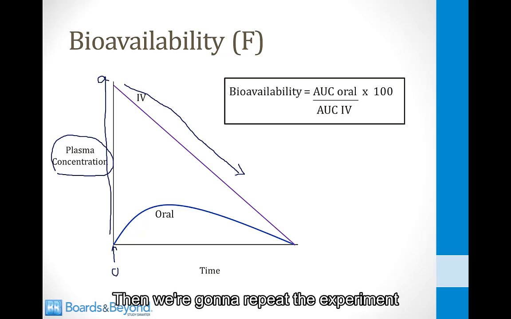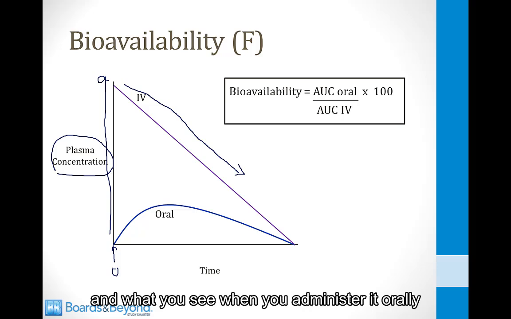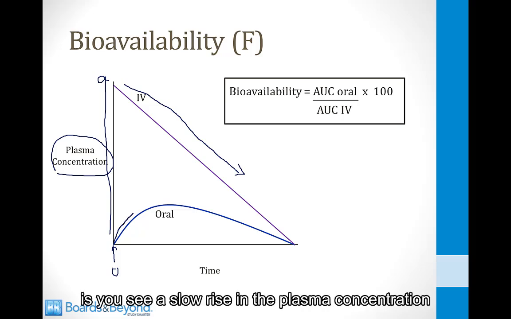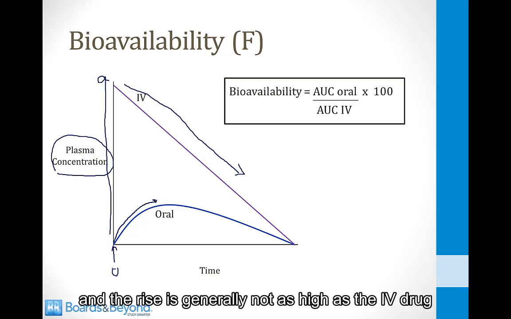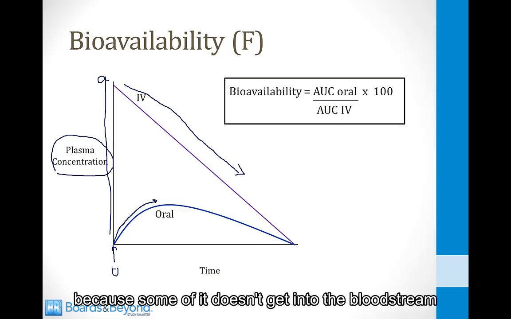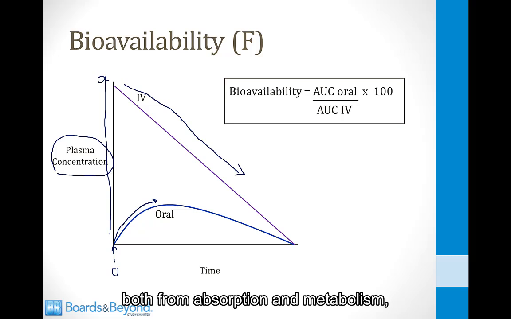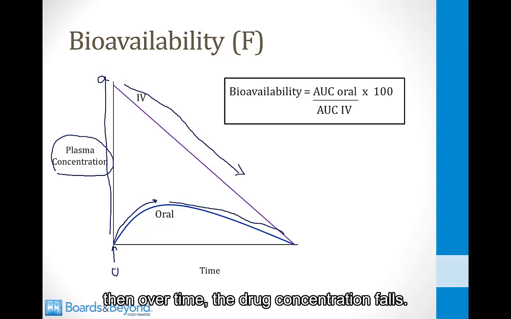Then we're going to repeat the experiment and administer the drug orally at time 0. And what you see when you administer it orally is a slow rise in the plasma concentration as the drug gets absorbed. The rise is generally not as high as the IV drug because some of it doesn't get into the bloodstream, both from absorption and metabolism. Then over time, the drug concentration falls.